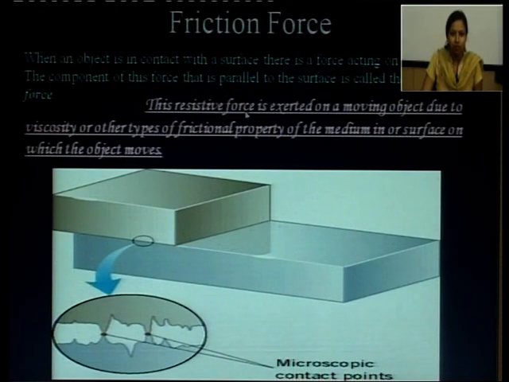This resistive force is exerted on a moving object due to viscosity or other types of frictional property of the medium, like air friction, or the surface on which the object moves. Like I have already taken this example, if these are two surfaces in contact with each other, there is some force acting between these two contacts, like microscopic contacts, and this force of friction is in the opposite direction to the motion.